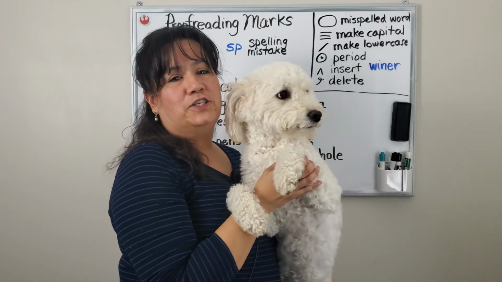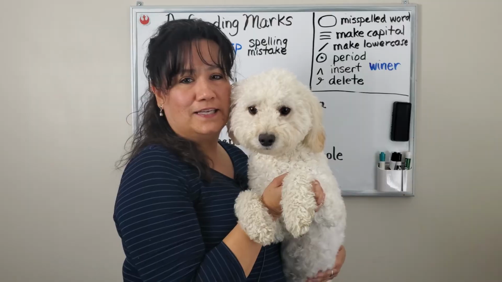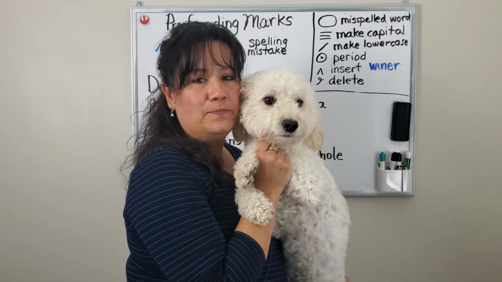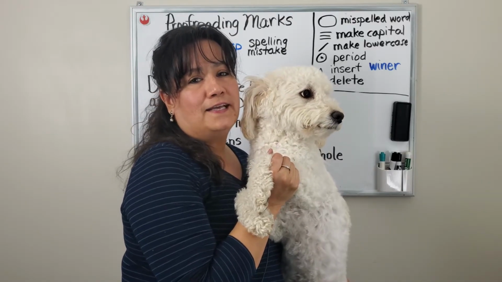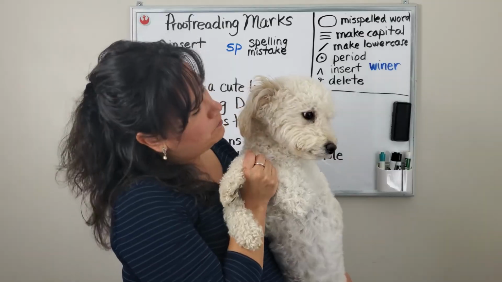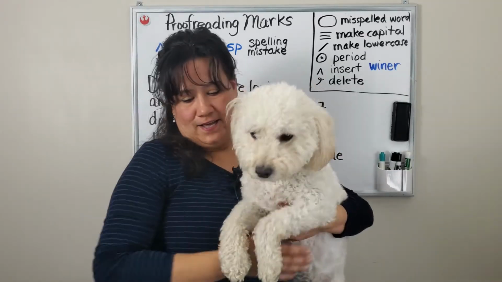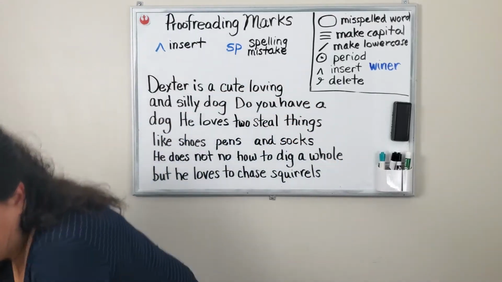I wanted to introduce to you Dexter. He is baby Luna's dog, and he is a really sweet dog. So we're going to be doing a couple of sentences about him, but I thought it would be nice for you to see who we're going to be writing about. So this is cute little Dexter. All right, Dexter, thank you for helping me. You can go play now.